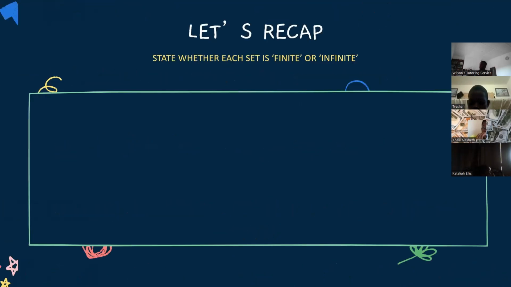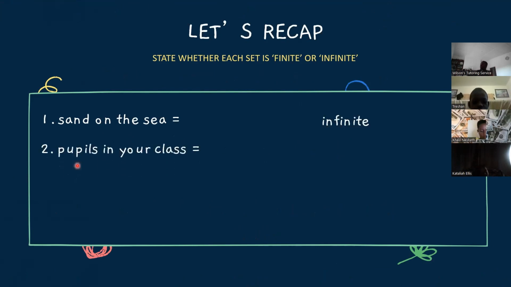Yeah. All right, so let's recap whether sets are finite or infinite. Sand on the sea. Finite or infinite? Infinite. Good. Pupils in your class. Finite. Finite. You will be able to number all. Leaves in a forest. Infinite. Infinite, because you'll be able to number all. Very good.